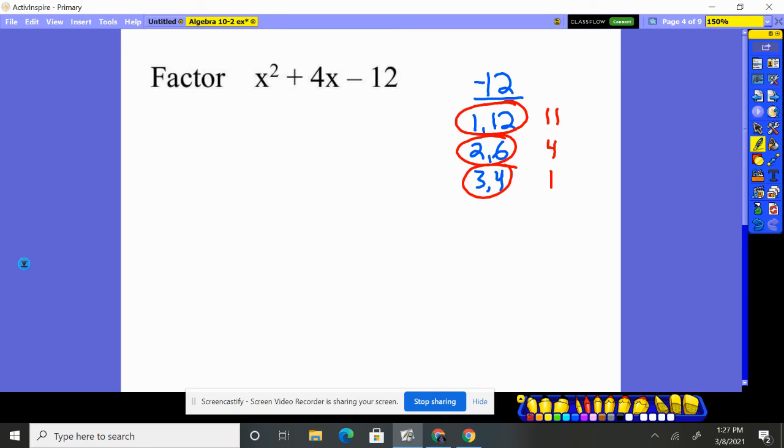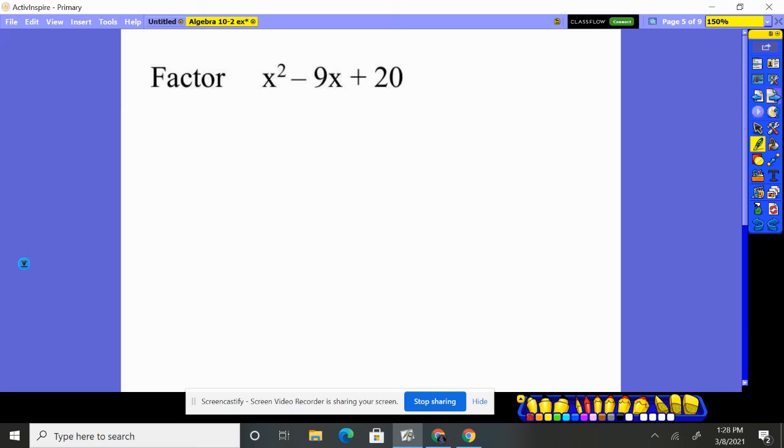Now, what do we want to create? We want to create a positive 4, so we're going to be using the 2 and the 6. Since we want a positive 4, the positive will go on the bigger number. Positive on the 6, negative on the 2, because positive 6 with a negative 2 is positive 4. So it's simply x minus 2, x plus 6. And there we have it. That's all the difference that we have to do between today and yesterday.